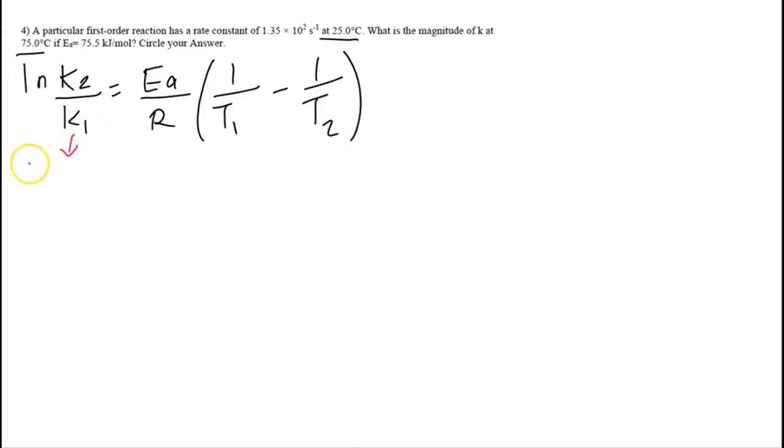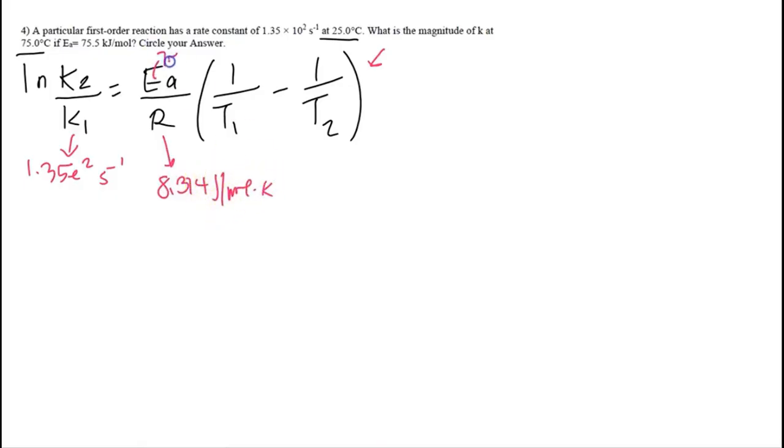They gave us K1 as 1.35 e to the 2 seconds to the minus 1. R is a gas constant. It is given to you right on that formula sheet. This equation is actually given on the formula sheet as well. So again, folks, you better be using that formula sheet. No note card. You need to be looking at everything that's potentially given to you and use it to your advantage. So this is 8.314 joules per mole Kelvin.